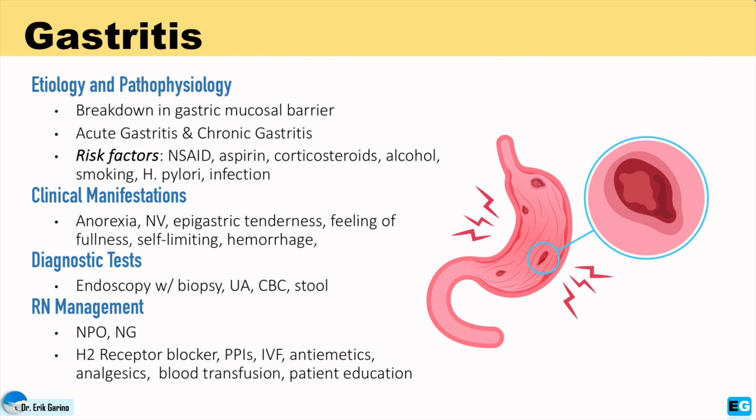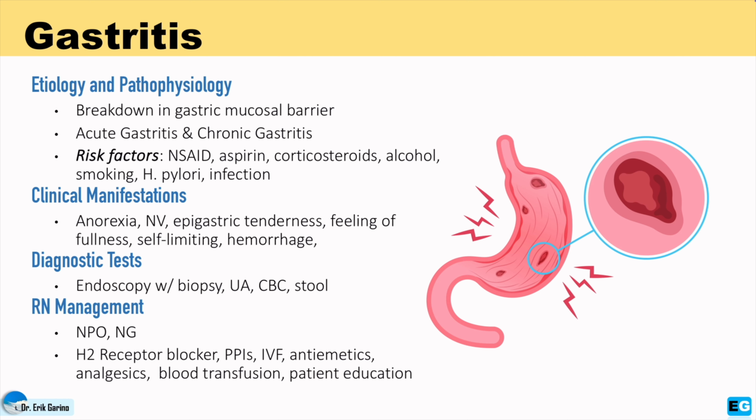Now, for nursing management, your patient is going to be NPO and placed on an NG tube to relieve abdominal discomfort. We can prescribe H2 receptor blockers and proton pump inhibitors to decrease gastric acid secretions. Do note though that chronic use of proton pump inhibitors can result in osteoporosis.